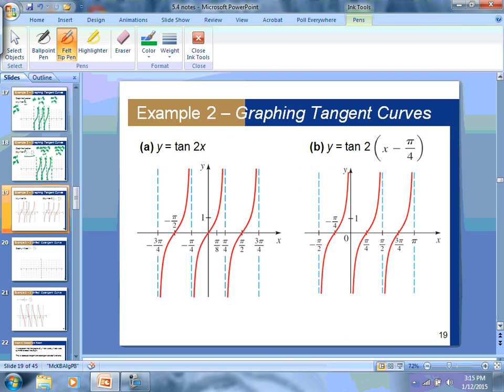Okay, so there's the nice, pretty book pictures. A little bit better than mine. Remember, though, that here we have our asymptote at 0. They don't really show that very well, but it would be there. Okay.